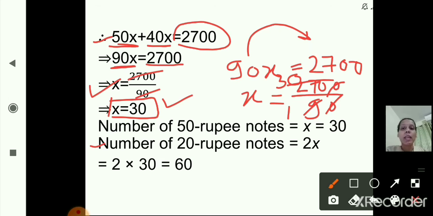Okay, now we will find out the number of 20 rupees notes, that is 2x, right? That we have considered as 2x, because she is having twice as many 20 rupees notes as 50 rupees notes. So 2x, 2 multiplied by x, that is 2 multiplied by 30. What is the value of x? 30. So we will put the value of x here. 2 into 30, that is 60. So Shubhangi has 30 notes of 50 rupees, and 60 notes of 20 rupees.